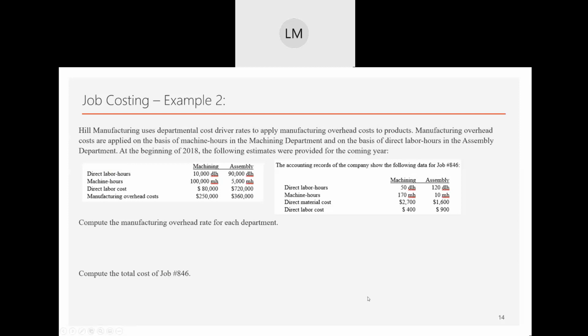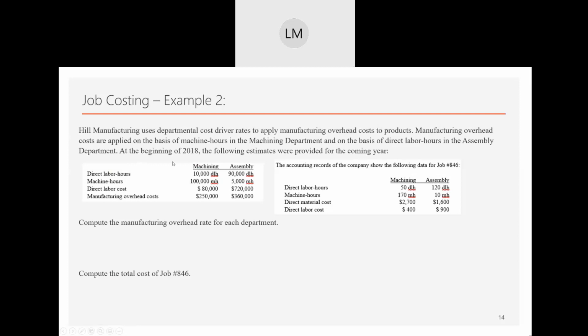So before we go any further, what do we see here? Each department is going to have its own overhead cost rate or overhead cost, and then each department can have a different allocation base. It may not be the same allocation base across all the departments.